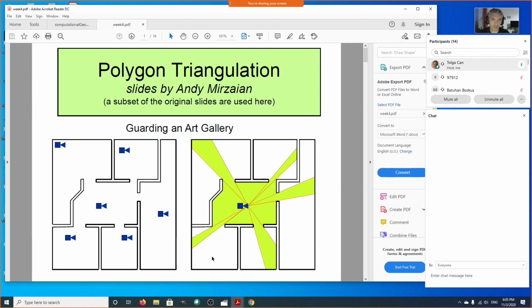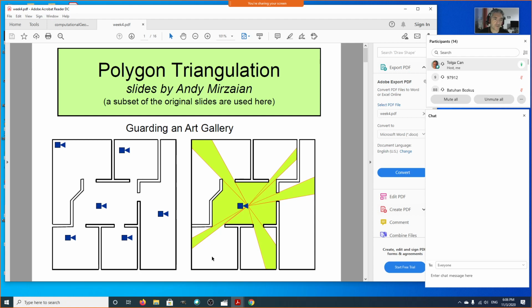So the problem is also, as I said, you can guard the entire polygon trivially by placing a camera at every vertex. That's what you can do. For example, you can say, okay, if I have an n-gon, let's place n cameras at every vertex. This sure will cover the entire polygon.